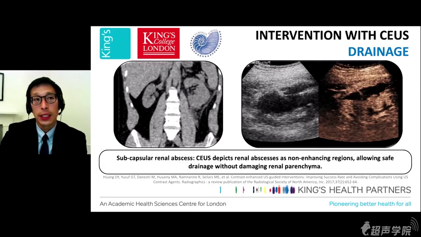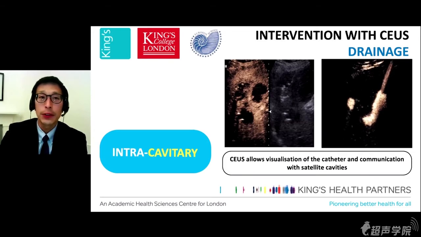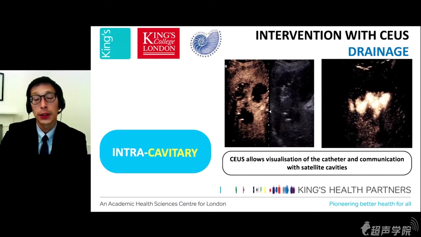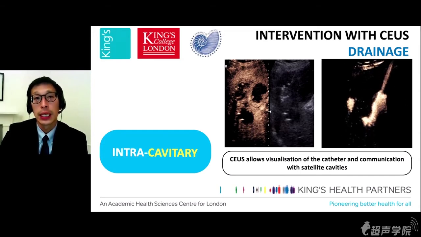If an abscess or collection is adjacent to a vital organ, again, contrast enhanced ultrasound has the added benefit in delineating the boundary, therefore help the operator to avoid damaging the underlying vital organs when you're trying to target this area for drainage. So these are the intravascular applications for drainage. But for intracavitary application, what we can do is by putting ultrasound contrast agent down through the drain that you have just put into the abscess.